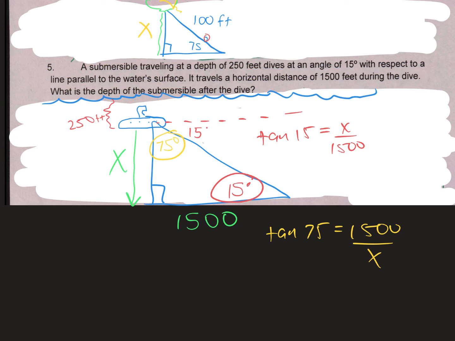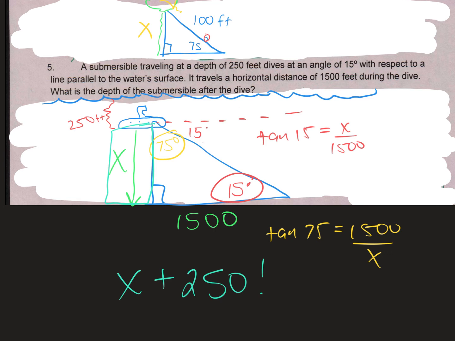But guys, once I find this value here, this is where we need to think a little bit. I'm finding this value right here. The question asks, what is the depth of the submarine after the dive? The submarine started off already how much? 250 below the water surface, right? So once you find your x value, what do you have to do? You have to add the 250 feet, because they want to know how far total it is. Does that make sense?